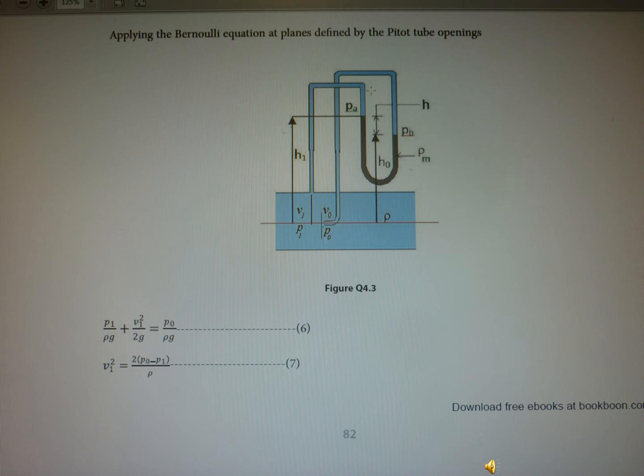So p1 by rho g plus v1 square by 2g equal to p0 by rho g. Therefore v1 square equals 2 multiplied by (p0 minus p1) divided by rho. So that equation you can get.